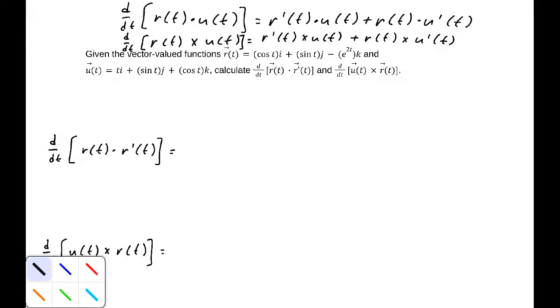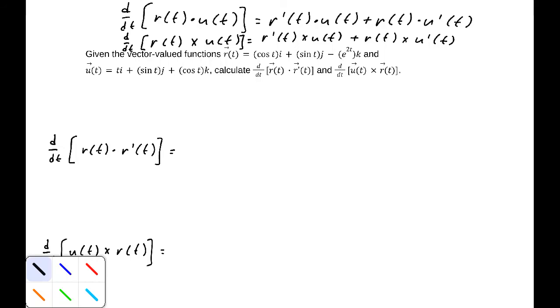Given the vector valued functions r of t equals cosine t i plus sine t j minus e to the 2t k and u of t equals t i plus sine t j plus cosine t k, calculate the derivative with respect to t of r of t dotted with r prime of t, and the derivative with respect to t of u of t crossed with r of t.